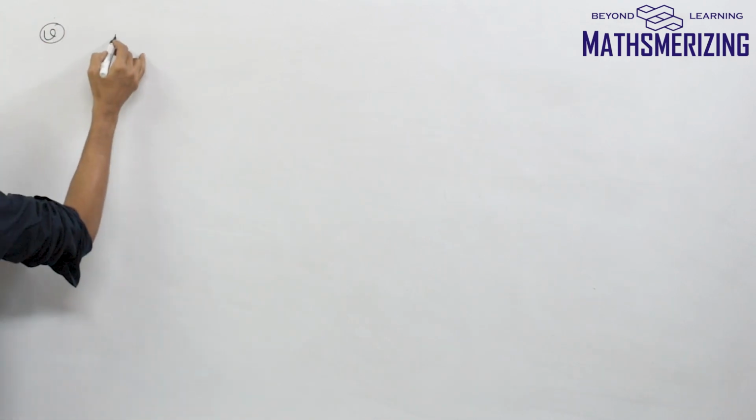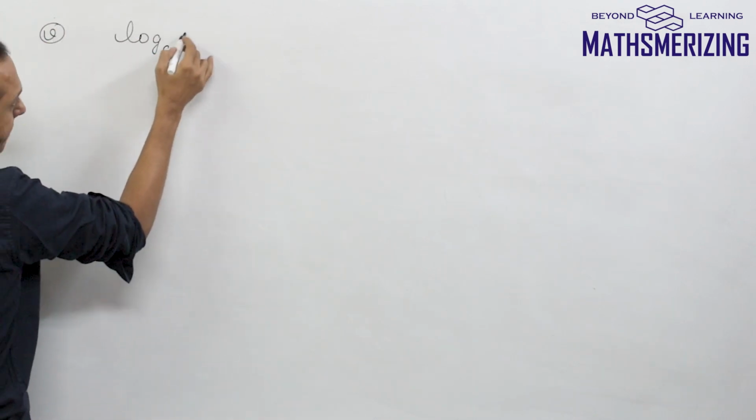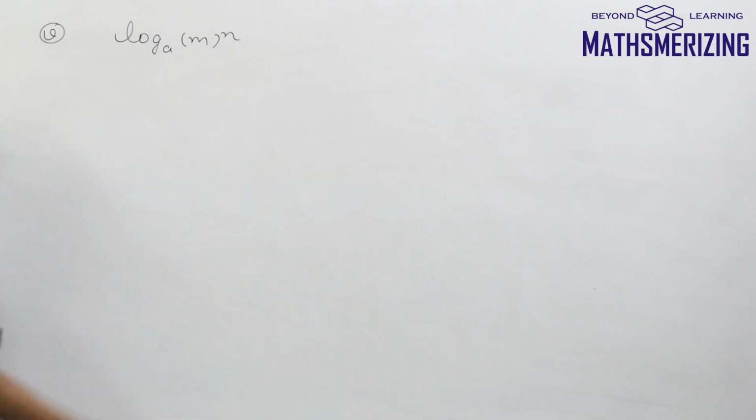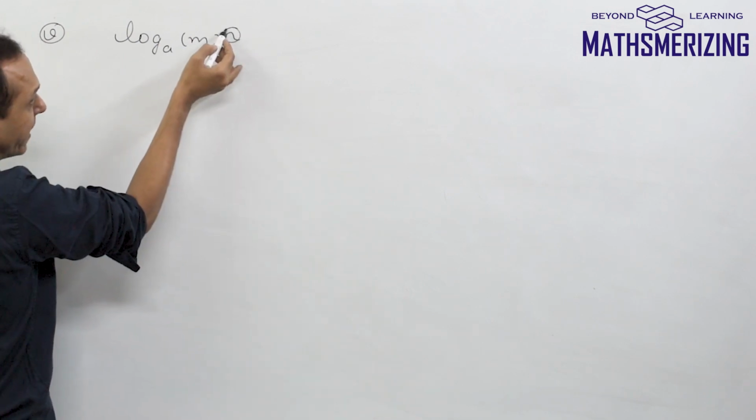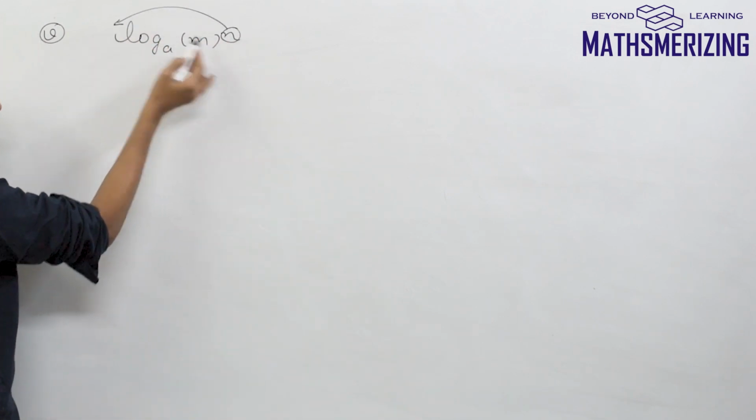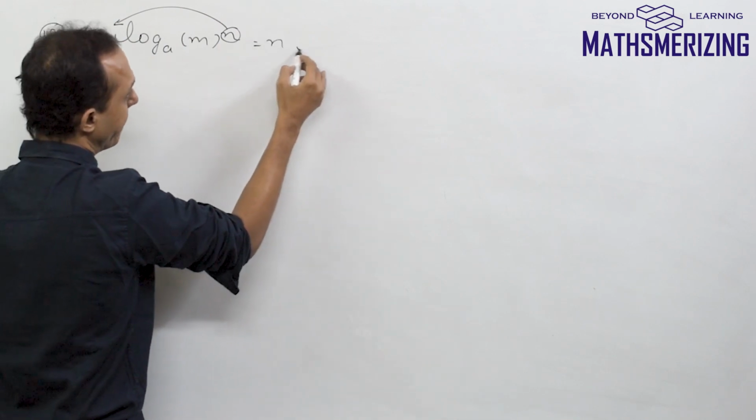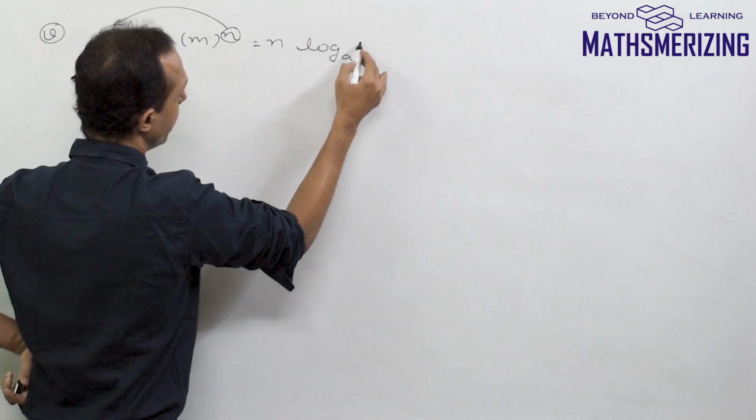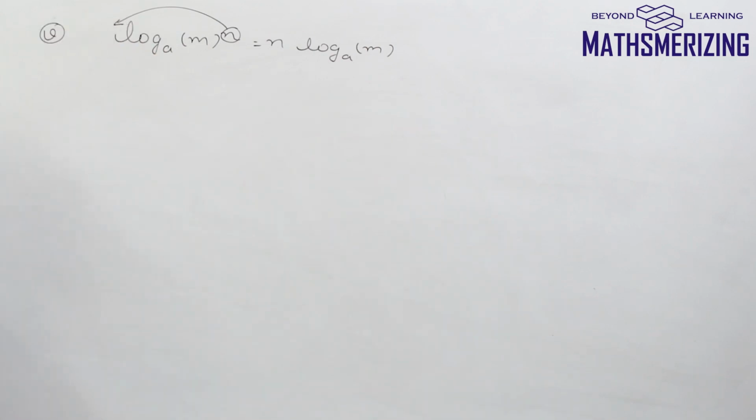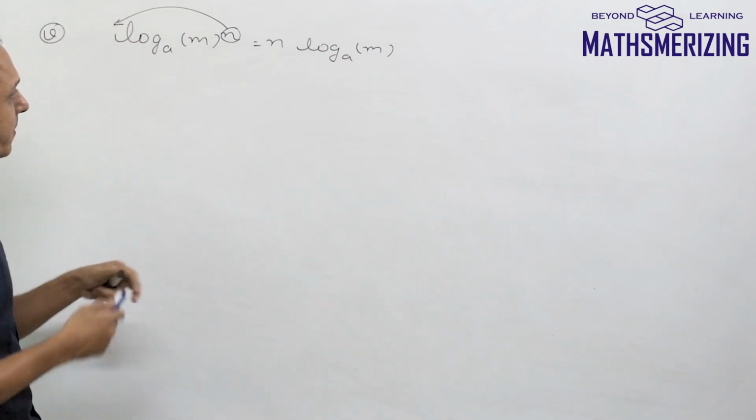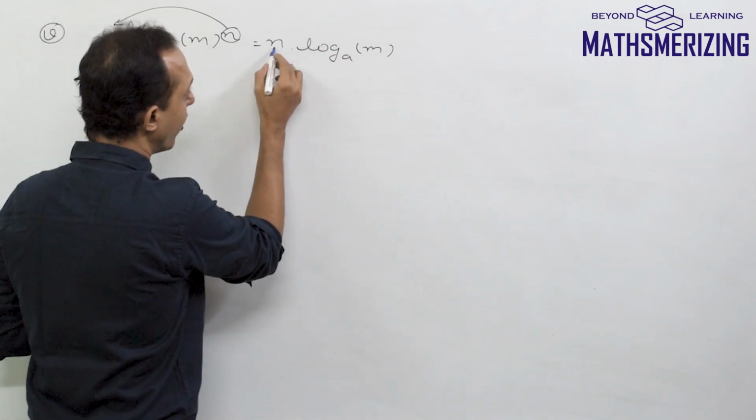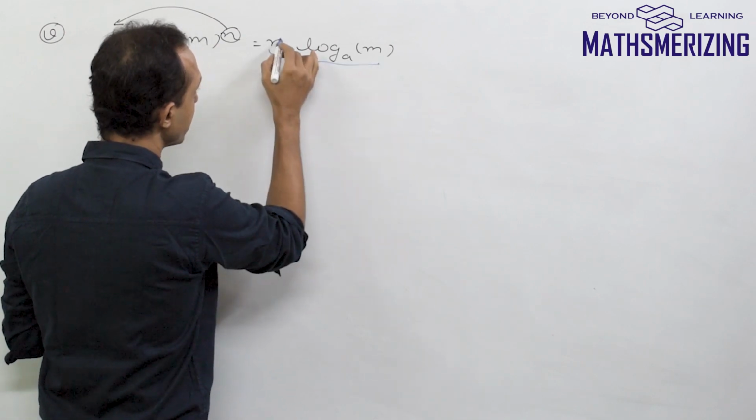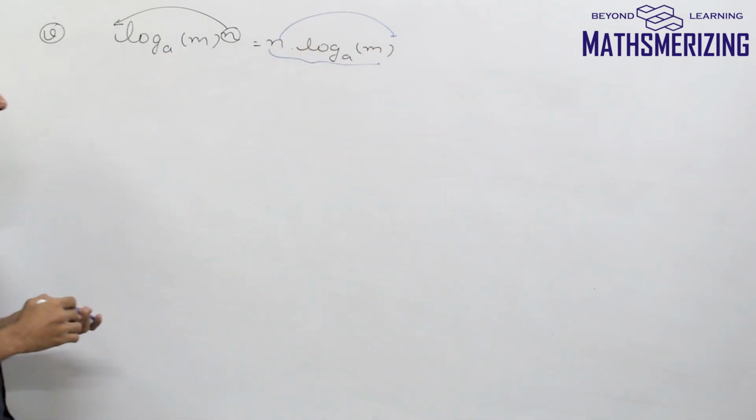Now the fifth property is log of m to the power n. Here we have m raised to the power n. The property says I can take this n out and simply write it as n times log m to the base a. We can also use this property the other way around. If I have n log m base a, I can take this n to the power of m.